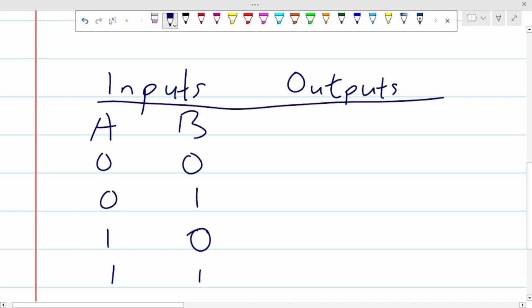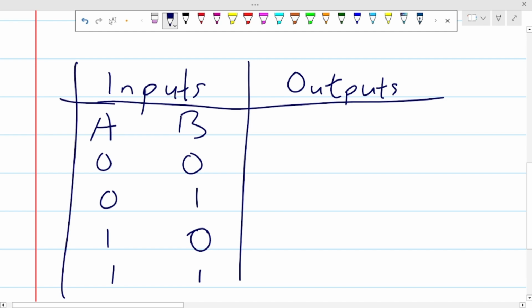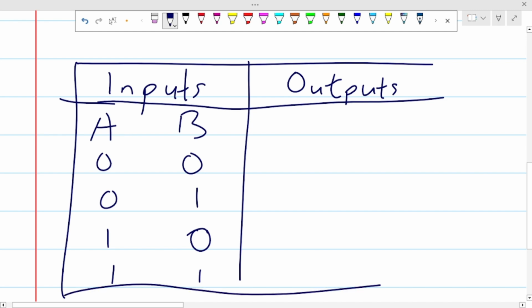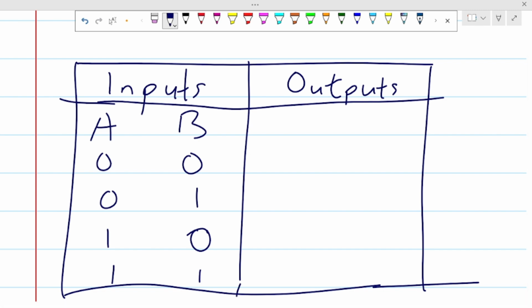Yes. Now the outputs. Above this line, this will be the output. Pardon my lines. So for our output, we'll have our answer, which is the sum, and then we'll have another answer which is the carry.